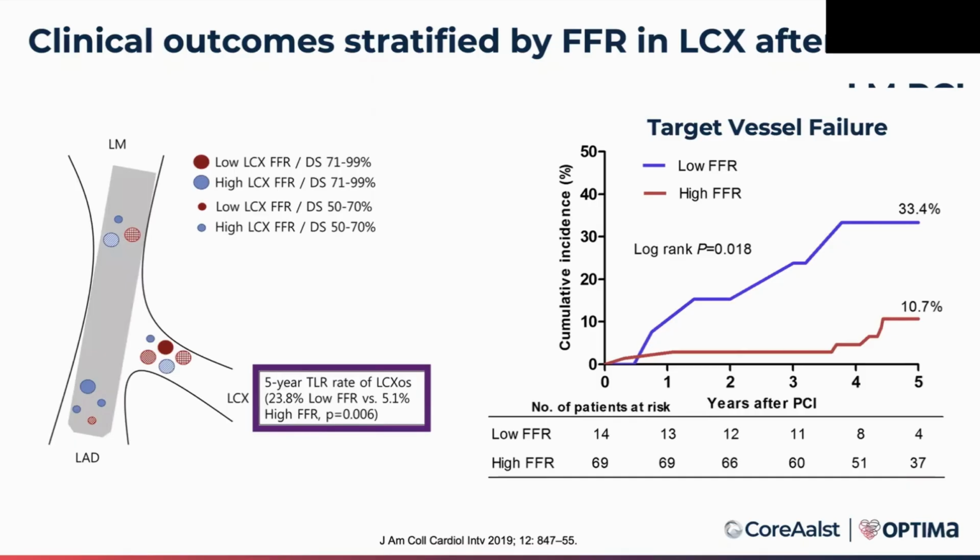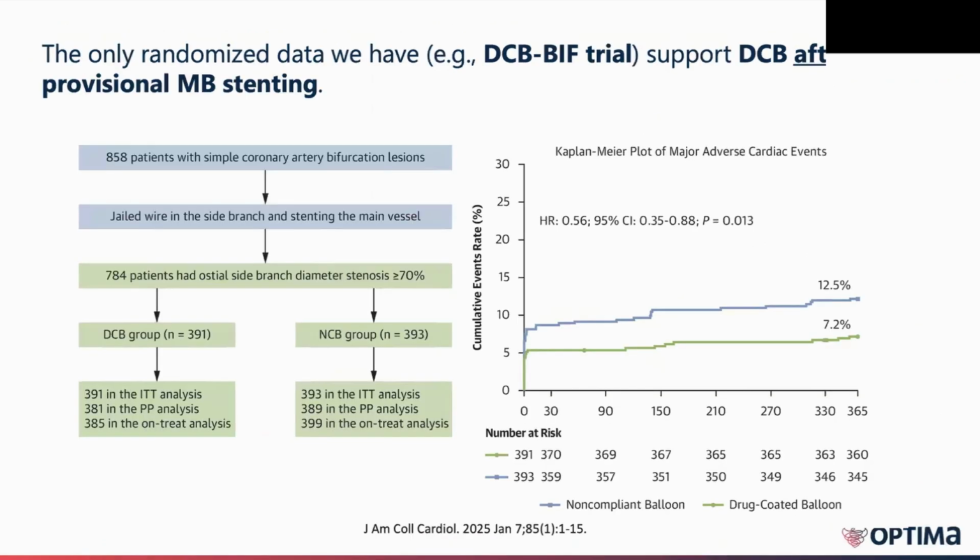It appears that there is a correlation with flow, in the sense that target vessel failure is clearly determined by the severity of the disease when you look at it in terms of physiology. And I think this type of study basically separates what would happen in terms of the circumflex if you have preserved flow or not.